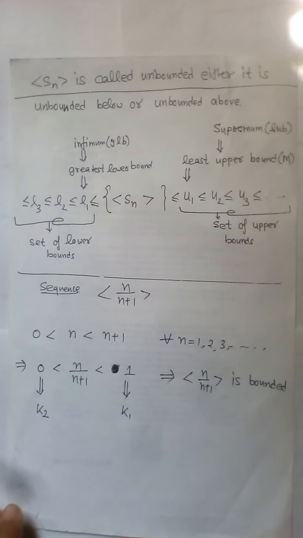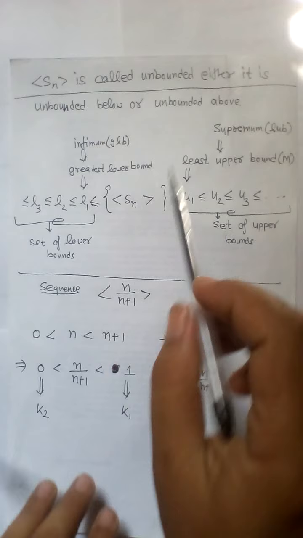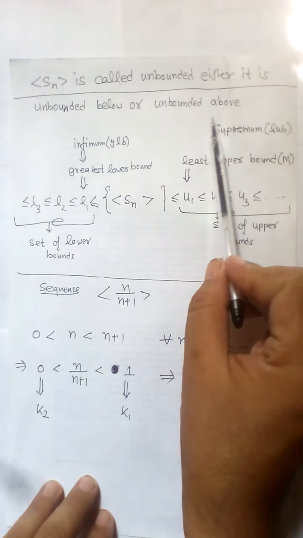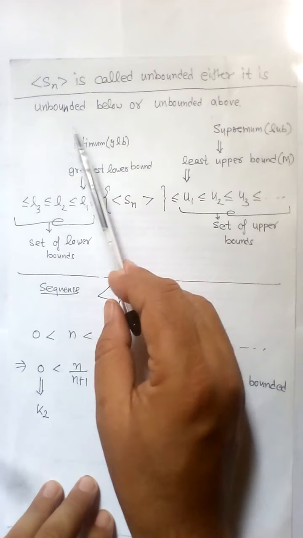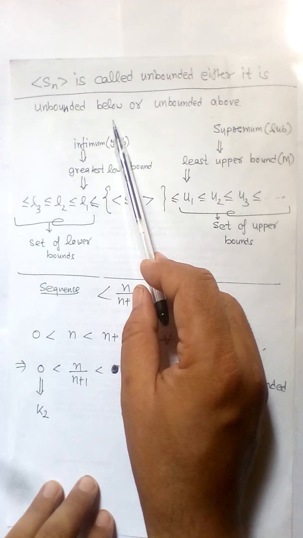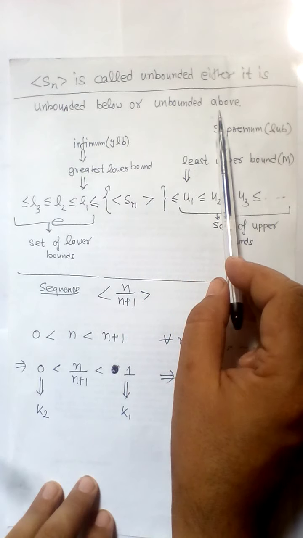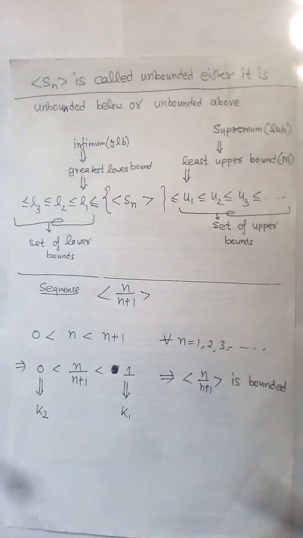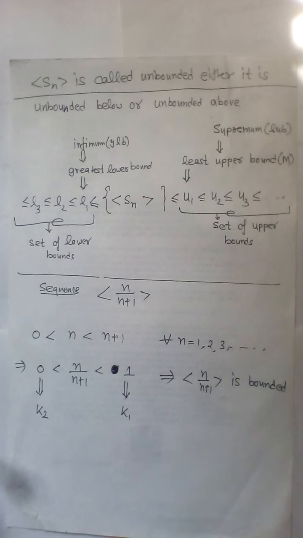Let us define unboundedness. Sn is called unbounded if it is either unbounded below or unbounded above. What it means is that if a certain sequence is not bounded above, this means unbounded above, then you will say that this sequence is unbounded.